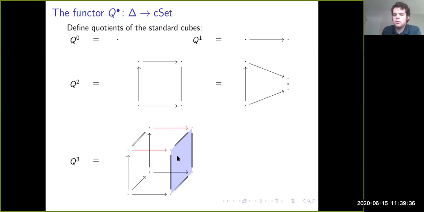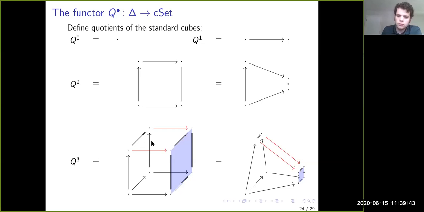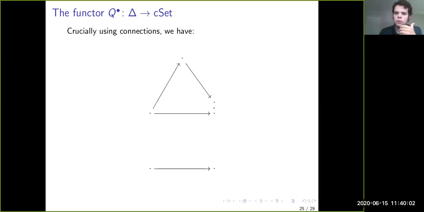Likewise, Q3, we obtain from the 3 cube by quotienting this face over here down to a vertex and quotienting this other face to an edge. And in doing that, we obtain something which resembles a 3 simplex. So we have a certain combinatorial formula then, which we can use to obtain a family of quotients of the n simplices, which form a cosimplicial object in the category of cubical sets, meaning a functor from this category delta into cubical sets.